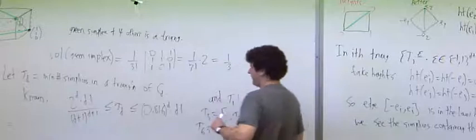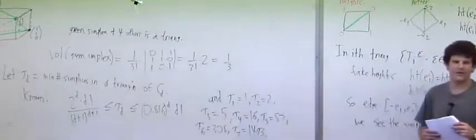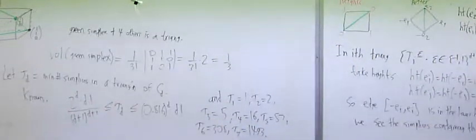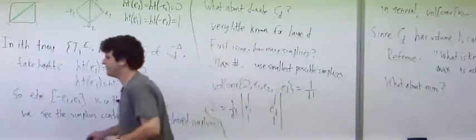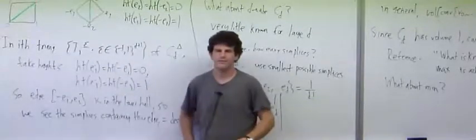Okay, so the lesson is that there are a lot more choices, and it's much more complicated to triangulate a cube than to triangulate a cross-polytope. Let's stop there. Questions?